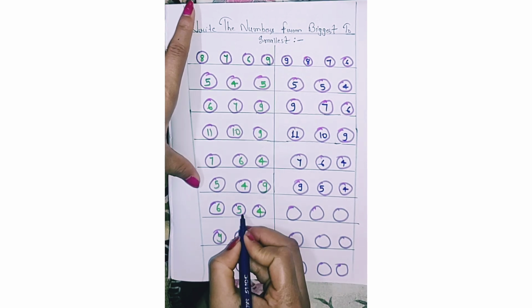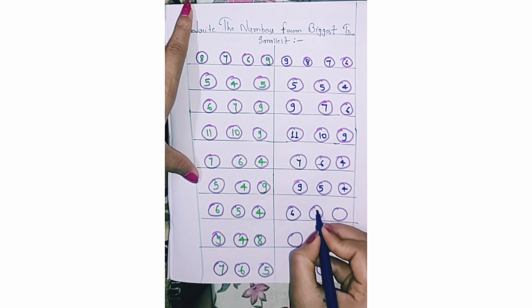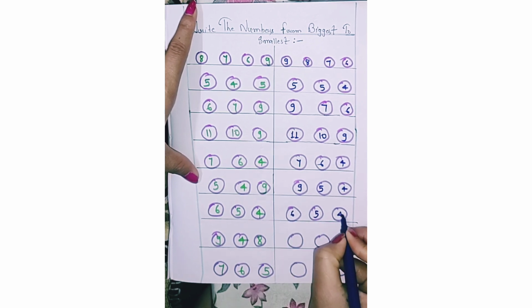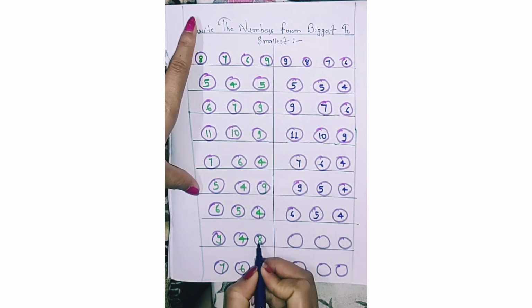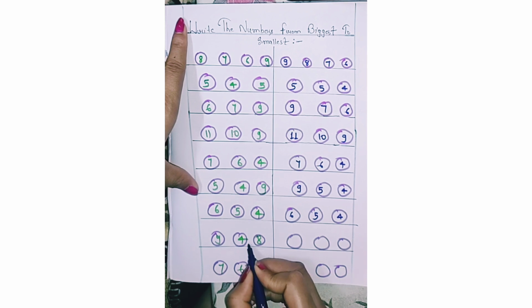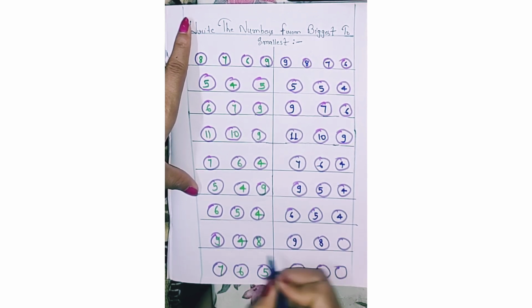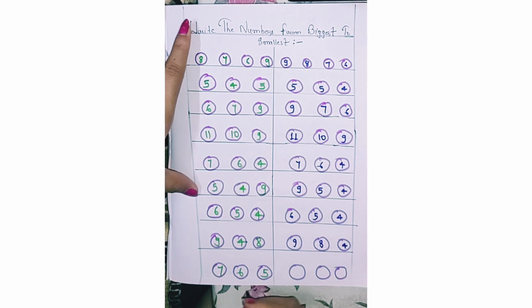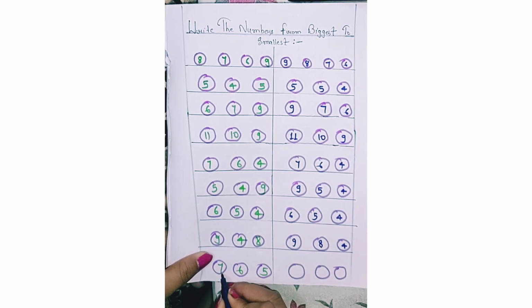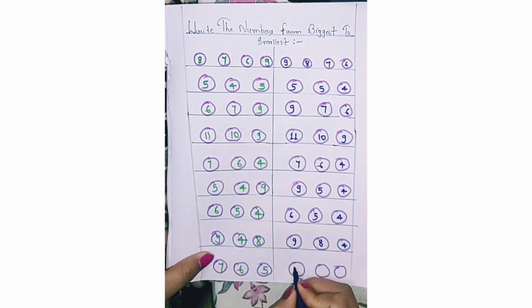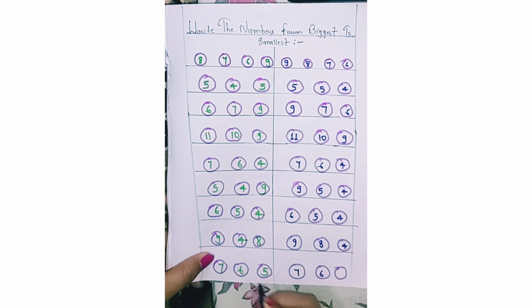Same way, which one is biggest first? 6 first, again 5 and last 4. Same way, which one is biggest first? 9, 4, 8. First 9, again 8 and last 4. Same way, which one is biggest first? 7, 6, 5. First 7, again 6 and last 5.